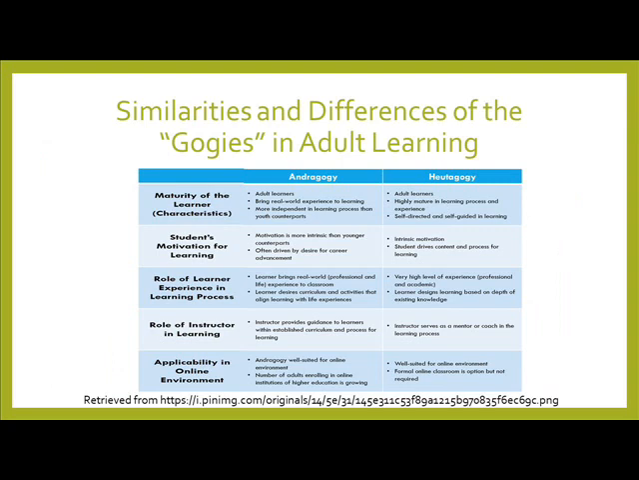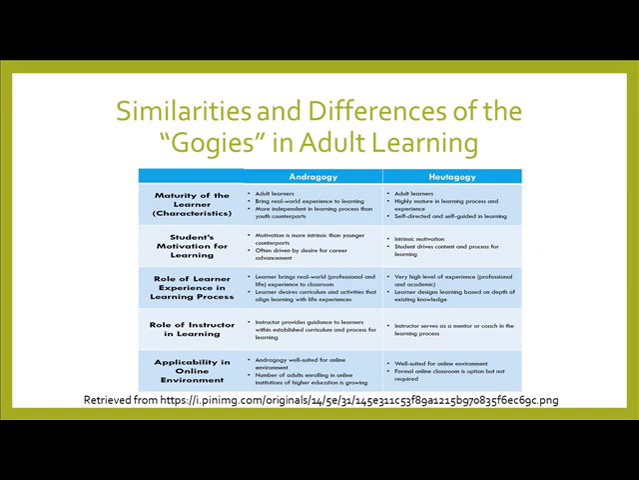In this table, you can identify the similarities and differences of the gogies in adult learning by categories of maturity of learners, student motivation for learning, the roles of learners and instructors, and how andragogy and heutagogy are applicable to online learning. Andragogy and heutagogy are learning theories designed for adult learners who bring real-world experiences to the learning environment and are more independent and mature than children.